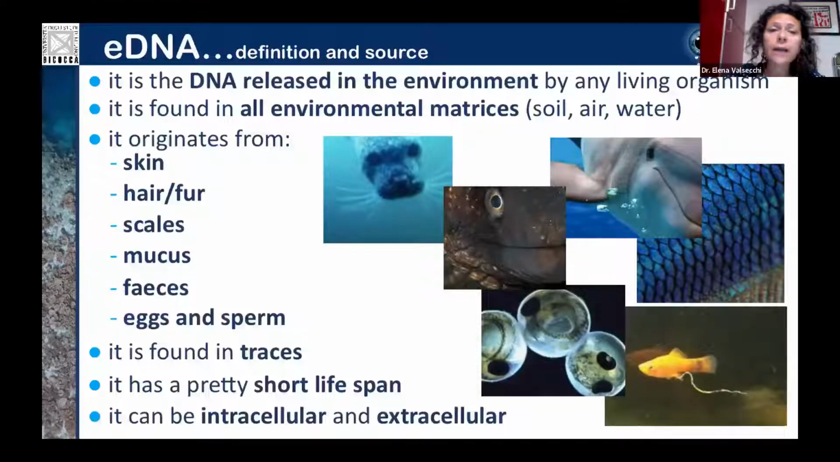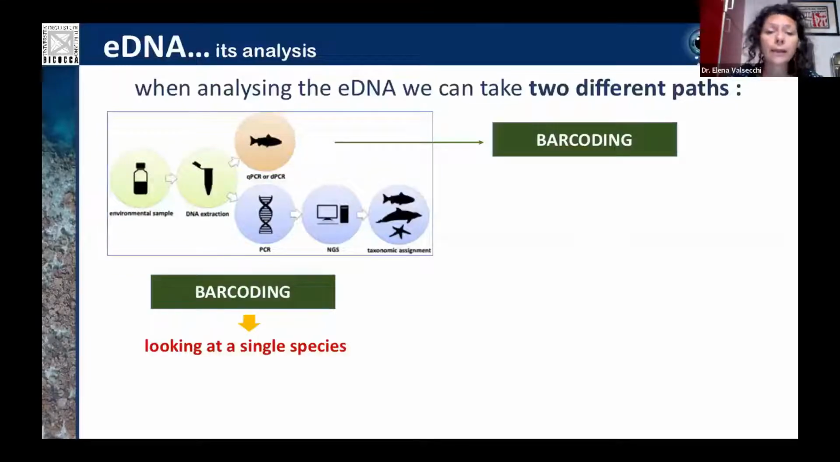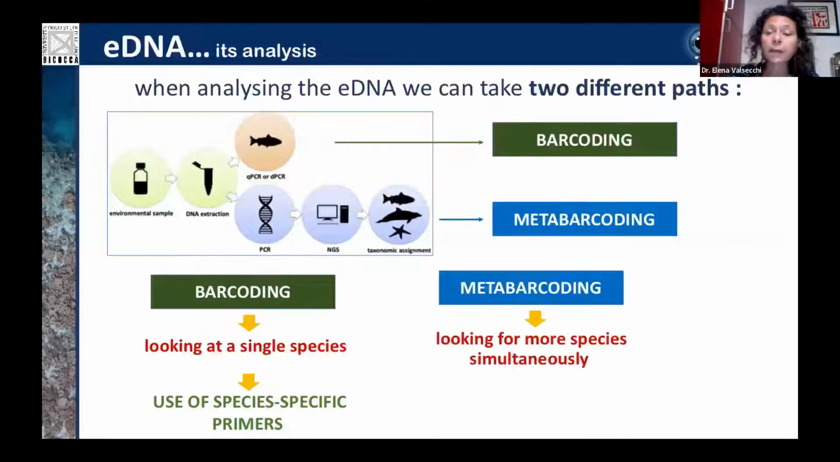So what happens now is that we are able to detect these traces and to analyze them. So how do we analyze environmental DNA? Well, we can actually take two different paths. Either do a barcoding analysis, which implies looking at a single species, therefore using species-specific primers. Alternatively, we could use the meta-barcoding approach. This means looking at more species simultaneously within a single sample. This will imply the use of conserved universal primers.